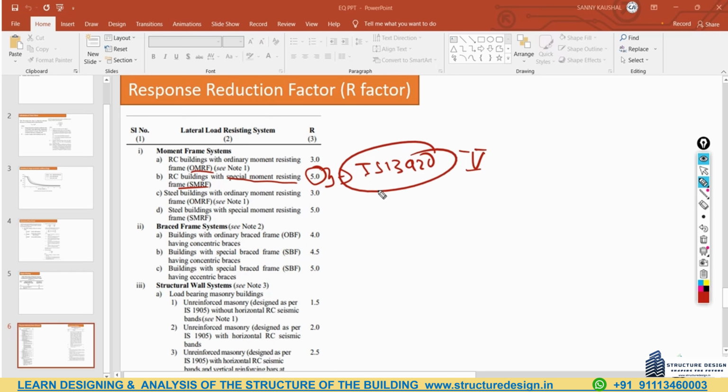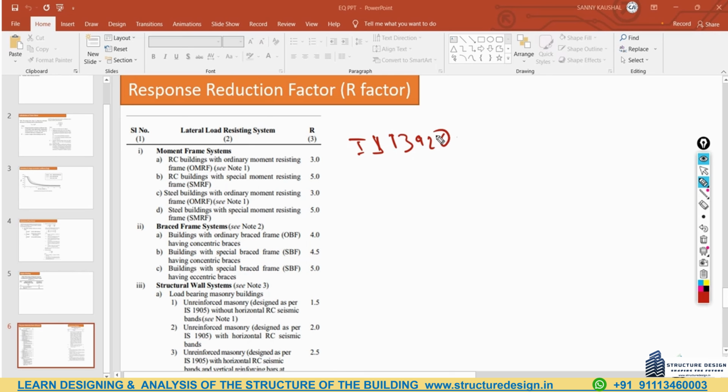That's a very important thing we have to understand every time we select our response reduction factor. If you select a response reduction factor of 3 only, which is an ordinary moment resisting frame, you need not detail your building with IS 13920, because IS 13920 is meant for ductile detailing only, not for ordinary detailing. Okay, so I think it's very clear to you, the R factor, or response reduction factor.